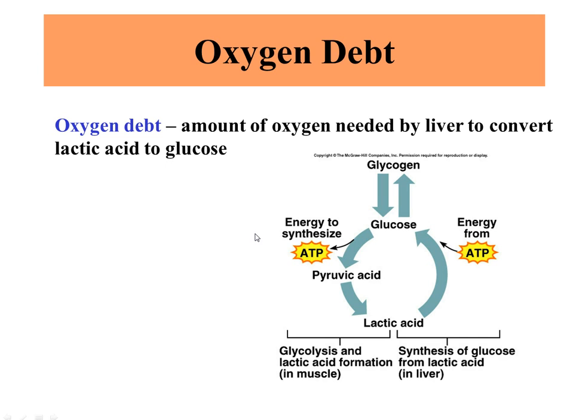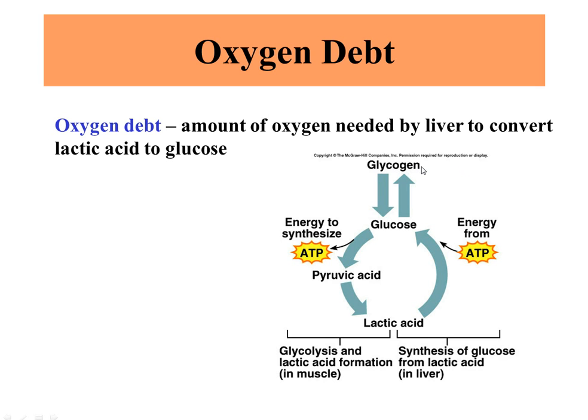Oxygen debt is the amount of oxygen needed by the liver to convert lactic acid into glucose. Now, you get lactic acid from not having oxygen when you're working out, and the lactic acid builds up in the muscle and then is stored in the liver. It can be converted back into glucose when oxygen is present, and then it can be plugged in for the citric acid cycle again and used to make more ATPs, etc., etc.